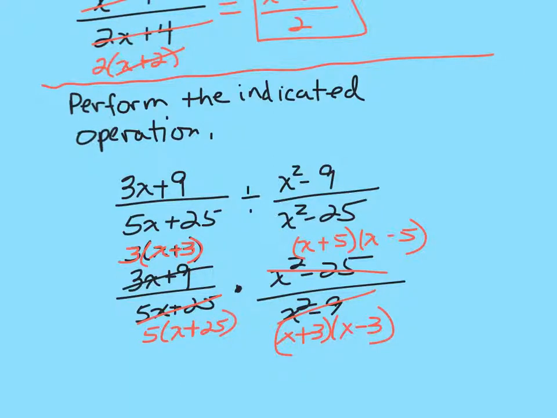Okay, now let's cancel. Well, there's not that much that's going to cancel here, but we can cancel x plus 3 with x plus 3. By the way, do you guys see this boo-boo down here? Did you guys catch that boo-boo? That should just be an x plus 5 there. Sorry about that. And now that x plus 5 will cancel that x plus 5. And so we're going to end up with, in the numerator, a 3 and an x minus 5, and in the denominator, a 5 and an x minus 3.